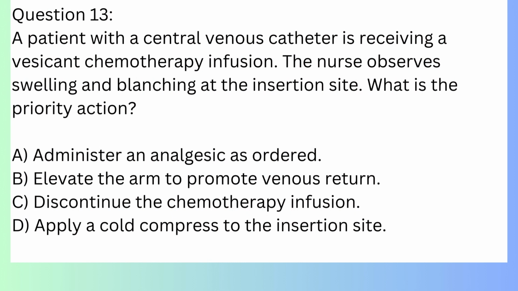Question 13. A patient with a central venous catheter is receiving a vesicant chemotherapy infusion. The nurse observes swelling and blanching at the insertion site. What is the priority action? A. Administer an analgesic as ordered. B. Elevate the arm to promote venous return. C. Discontinue the chemotherapy infusion. D. Apply a cold compress to the insertion site.